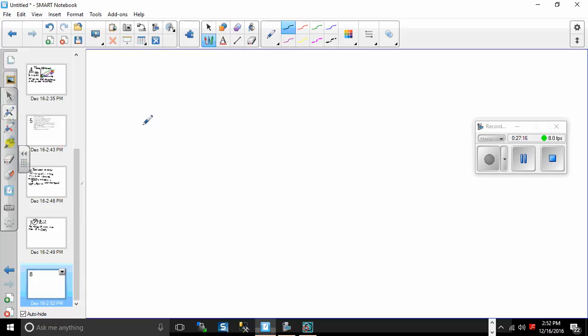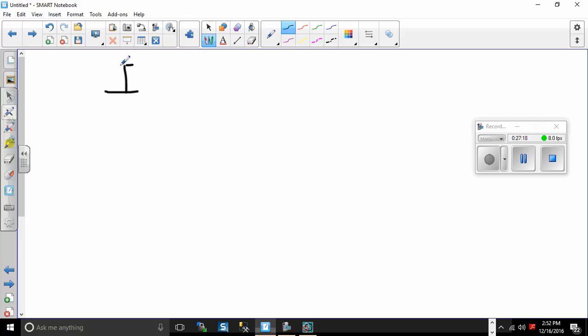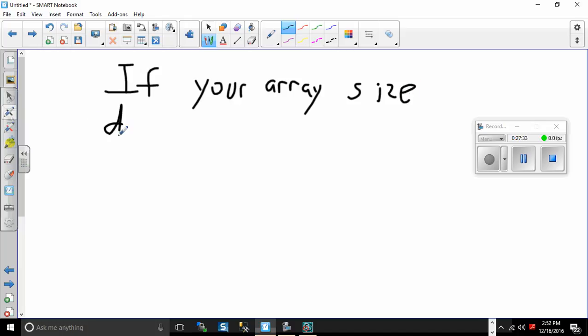If your array size doubles, what would happen to your performance? How is performance affected?